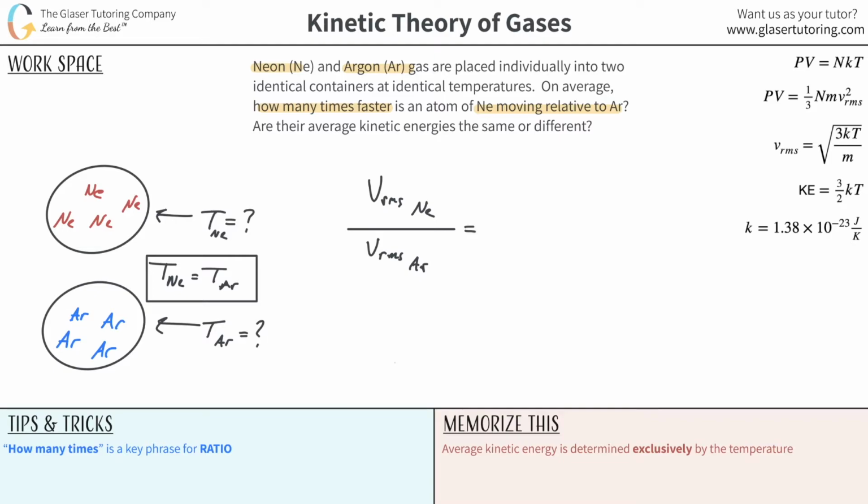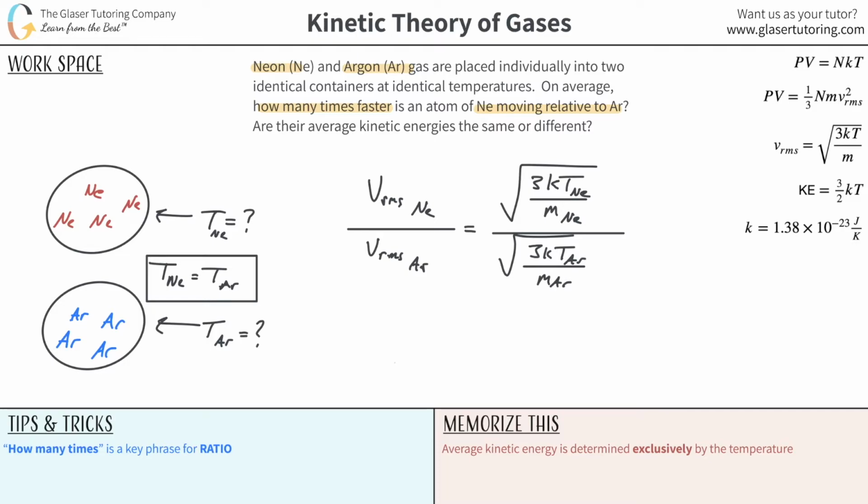Now I can write in each of those terms into this ratio. The numerator represents the root mean square velocity of neon. Therefore, I can write the square root of 3 K T, the temperature of neon, divided by the mass of a single atom of neon. In this case, neon exists in its atomic state, so we're talking about the atom of neon. Then I can do the same thing for the denominator: the square root of 3 multiplied by the Kelvin temperature of argon, all divided by the mass of a single argon atom.